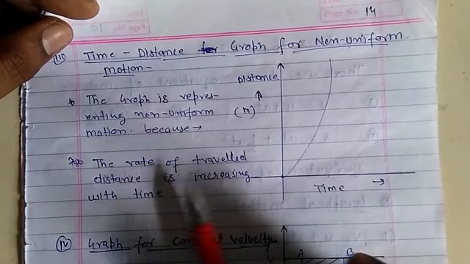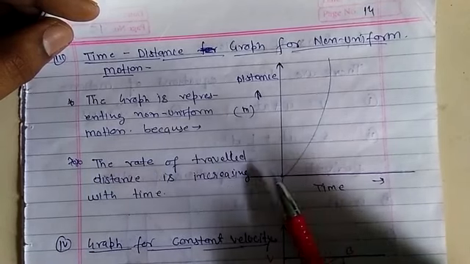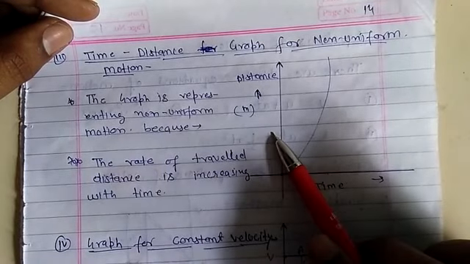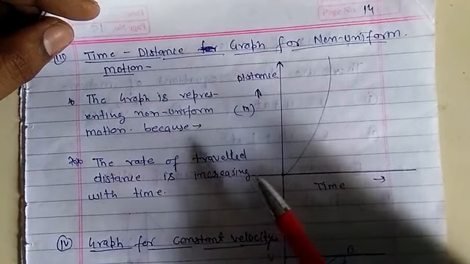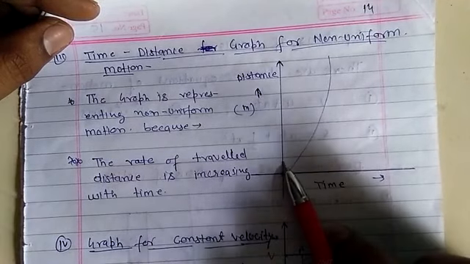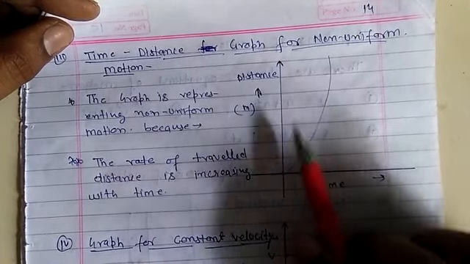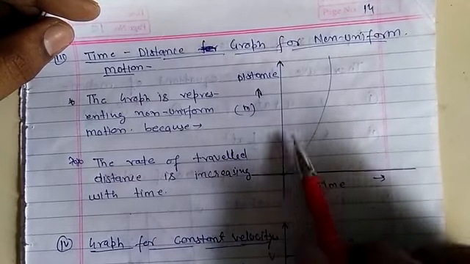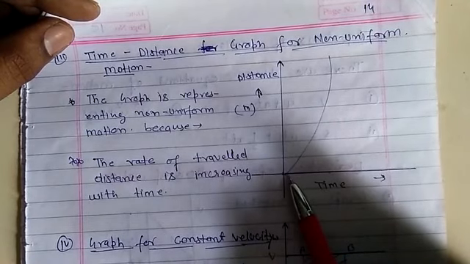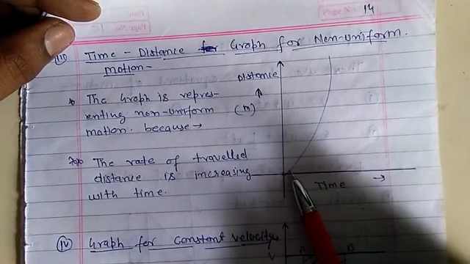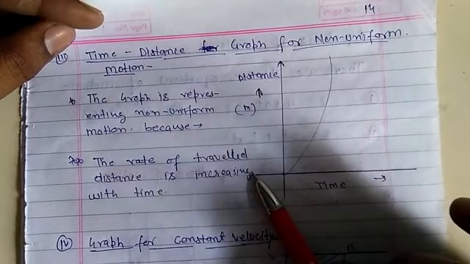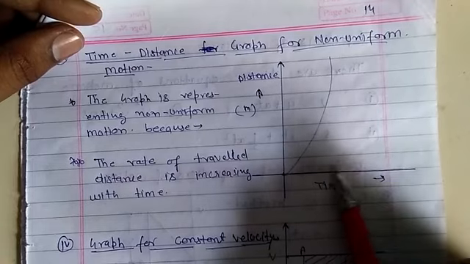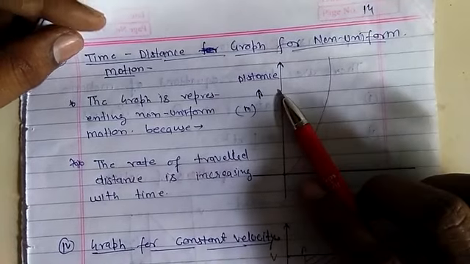It means the rate of change, the rate of travel distance per time, increases. But in the case of uniform motion, the moving body travels equal distance in equal intervals of time. But for non-uniform motion, the interval of time will be the same but the distance traveled will be different, or vice versa. It means the time interval will be different or the travel distance will be the same.